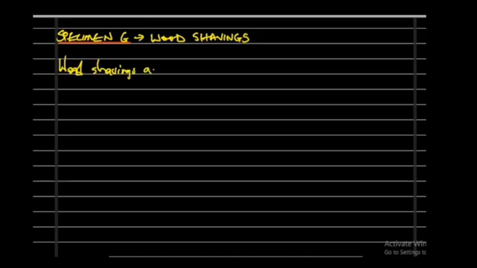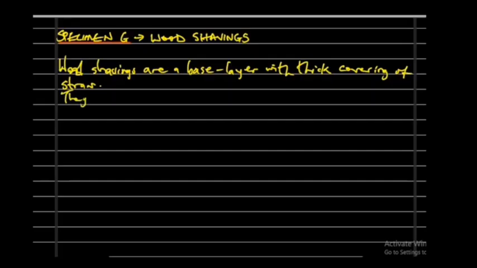Wood shavings are a base layer with thick covering of straw. They are wastes obtained when wood is shaped or planed using carpentry tools.